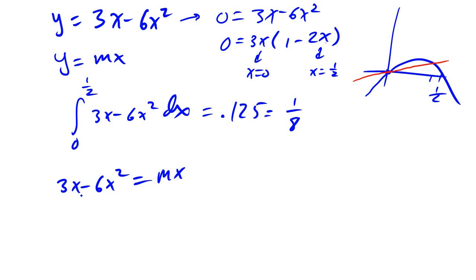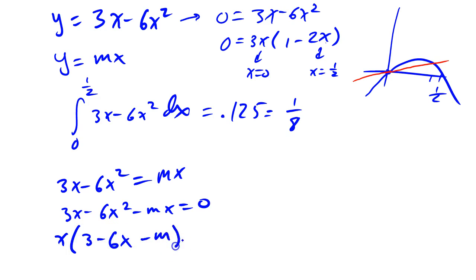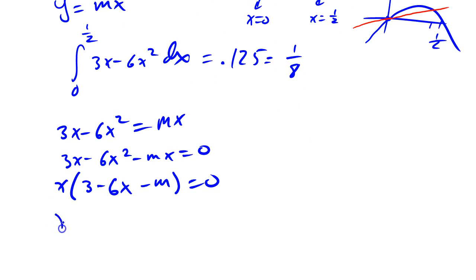So I'm looking for an x value that makes the same y value in both of those. So now, solve for x. I'm going to subtract the mx over to the other side. So I've got 3x minus 6x squared minus mx equals 0. I'm going to factor an x out of that thing. So x times (3 minus 6x minus m) equals 0. So this tells me that either x equals 0, which I knew was that point right there, or 3 minus 6x minus m equals 0.